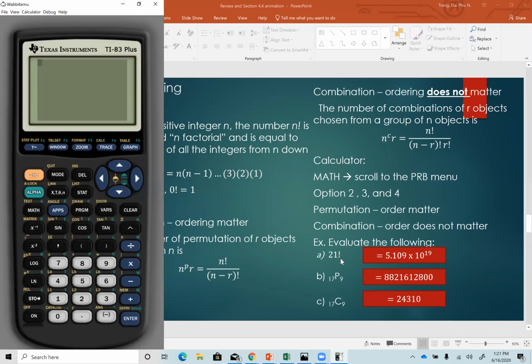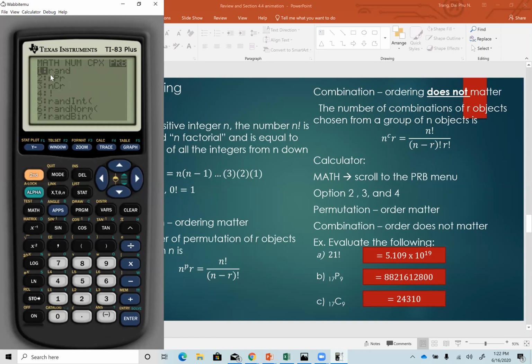So how do we evaluate this? The first thing you need to do is press 21, and then the math button is right here, the third button. You have to press math. On top, you have math, number, CPX, and then P or B, so you have to scroll over to the P or B.